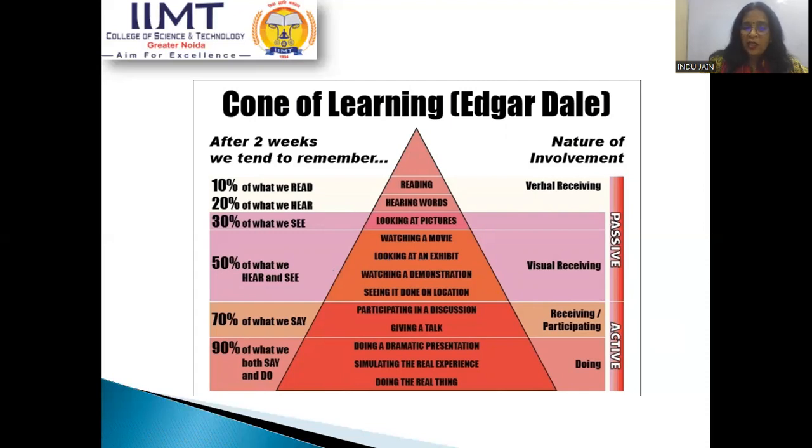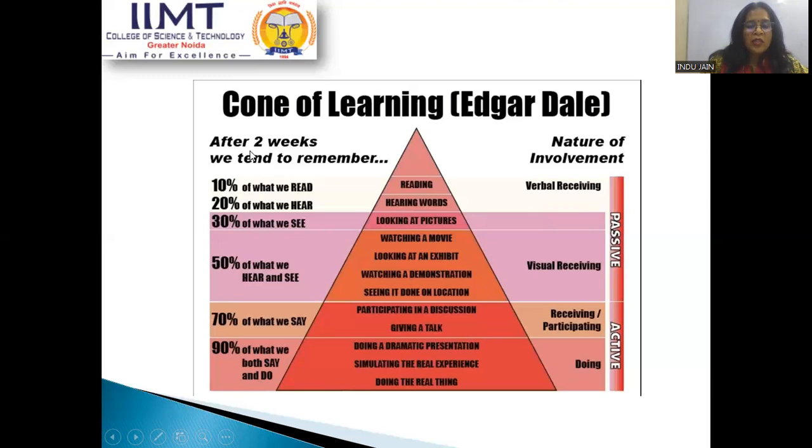As you can see, participation in a discussion and giving a talk both mean participation in the given event. Further, doing means doing a dramatic presentation, dramatization, simulating the real experience, which means contrived experiences, and doing the real things, which means direct and purposeful experiences. This doing gives the answer to what we both say and do.